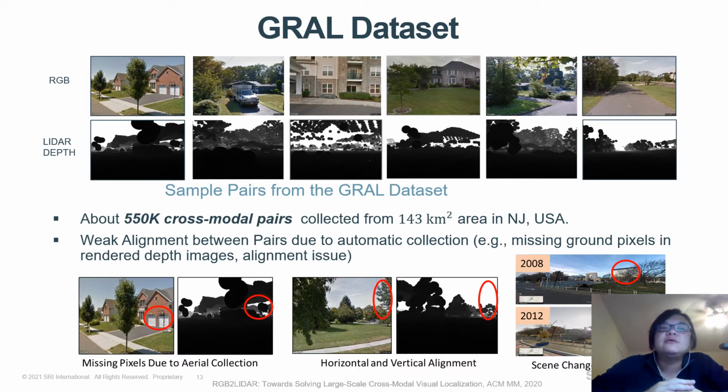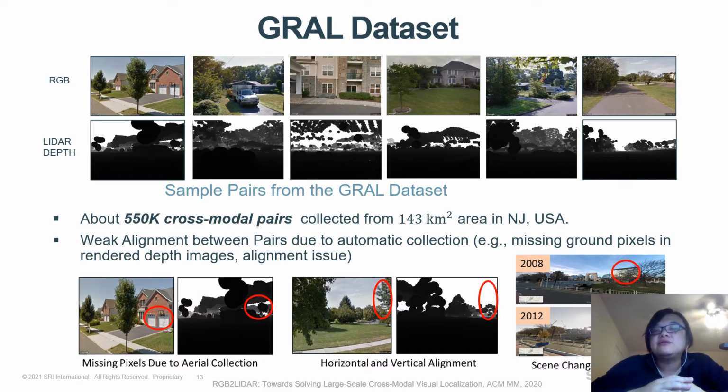This dataset includes 550K pairs of RGB images and LIDAR depth maps. It covers a 143 square kilometer area in New Jersey, United States. This slide shows some examples from the dataset. The first row shows the RGB images. The second row shows the corresponding LIDAR depth map for that particular position.